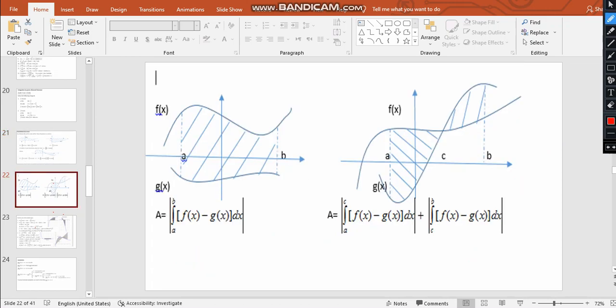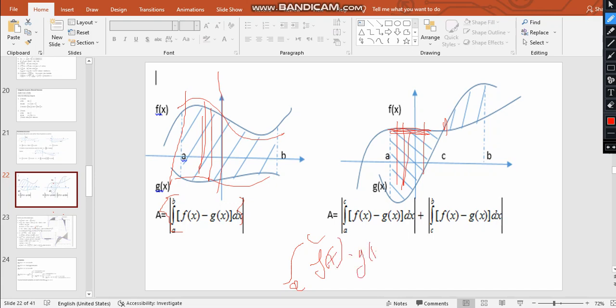Now, area between two functions. If you have f of x and g of x, and they don't intersect, this will be the area: f of x minus g of x, above minus below. So f of x minus g of x, no need to put absolute value, from A till B. If they intersect, here f of x is above, so you do directly integral from A till C of f of x minus g of x dx, minus integral from C till B.